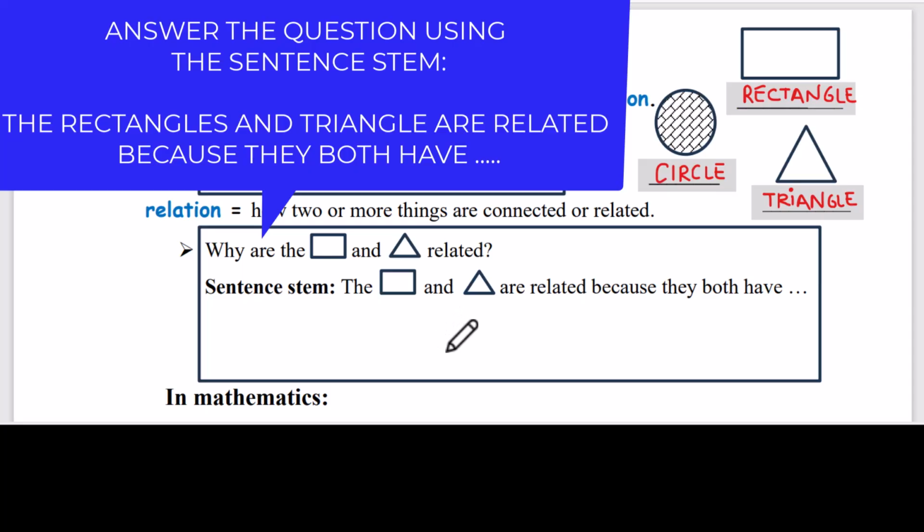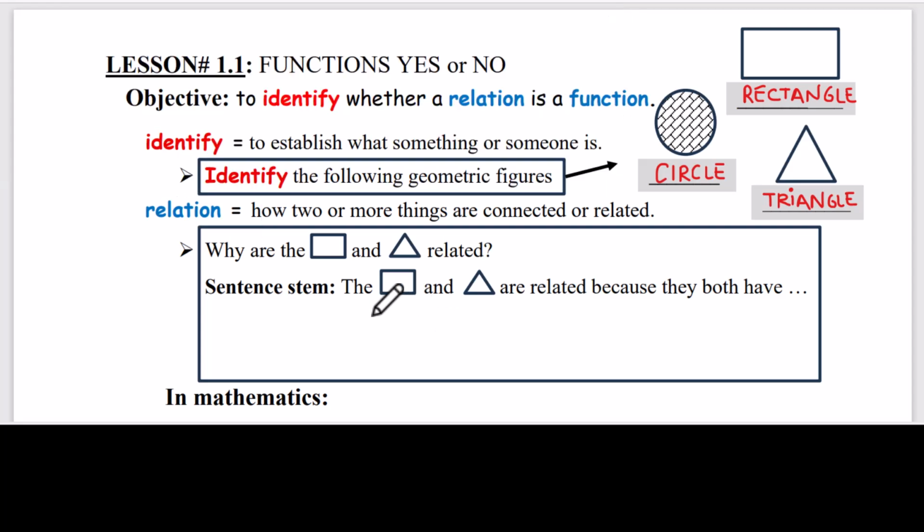So go ahead and stop the video, think about the answer for this problem, and then when you're ready, restart the video. So welcome back. You had a chance to look at the pictures and decide the reason why the rectangle and the triangle are related. So what are some of the reasons? The rectangle and the triangle are related because they both have, well, we could say they both have angles. If you notice right there, this corner right here is called an angle. Here's a second, third, fourth. Here's the triangle. I have one, two, three angles. On the circle, I don't have any angles.